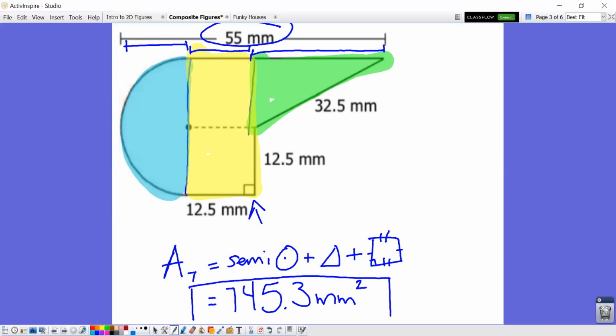745.3 millimeters squared. I would really encourage you to try this example on your own and check your work with this answer. Let us know if you need help.